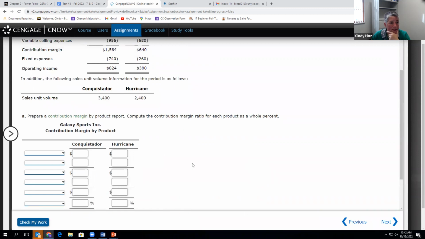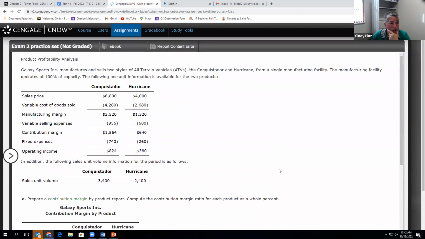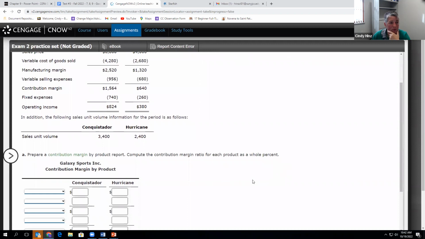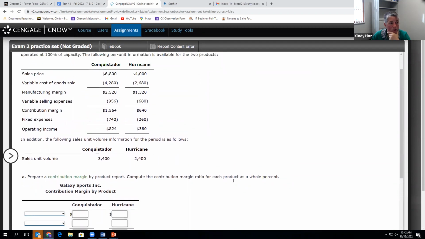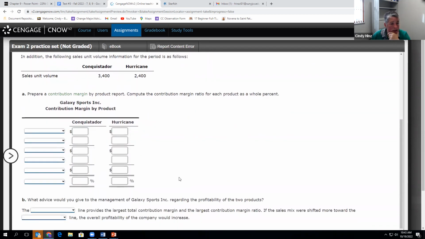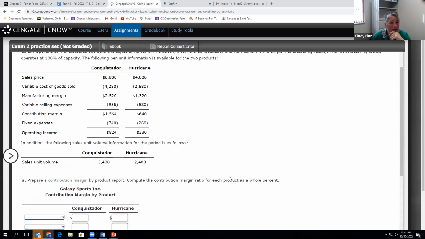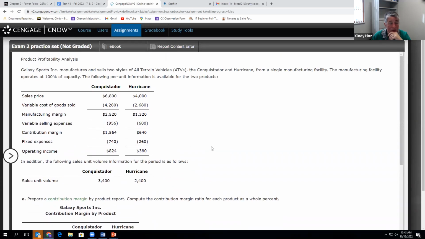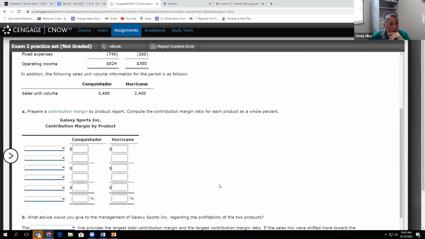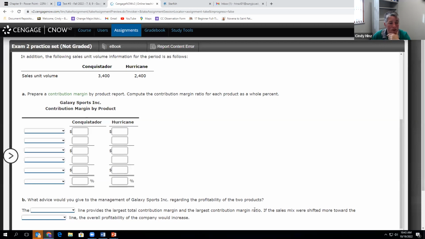And so in this exercise, we are asked to produce a contribution margin by product report. So you already have those split. And so it's going to point out to you which one of these actually is contributing more to the bottom line of the company by keeping in mind the difference between fixed and variable costs that go up or down as our volume changes. And you'll be able to answer a couple questions down here at the bottom about that.